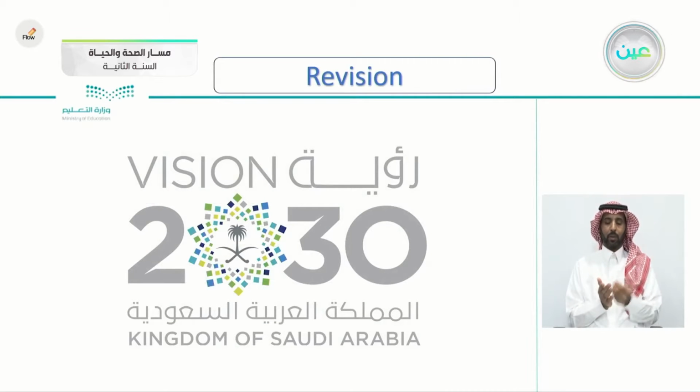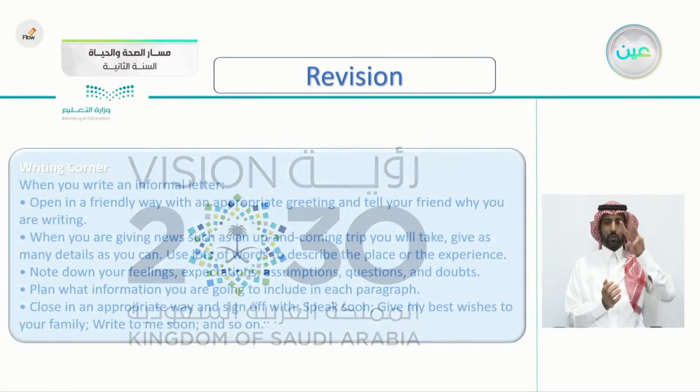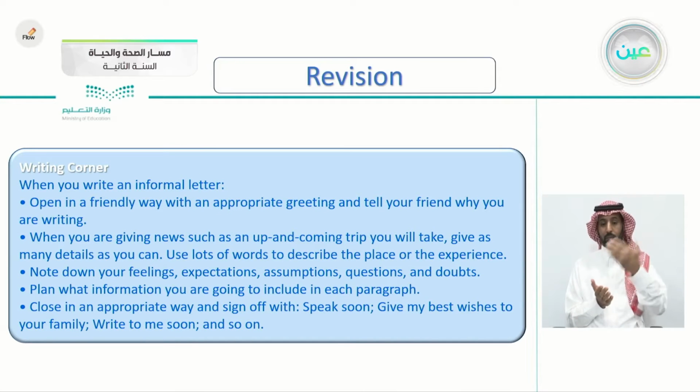We took an article about the vision of Saudi Arabia 2030. Then we moved to the writing corner. When you write an informal letter, open in a friendly way with an appropriate greeting and tell your friend why you are writing. Be friendly with him in the beginning. When you're giving details of an upcoming trip, give as many details as you can. Note down your feelings and expectations, assumptions, questions, and doubts.